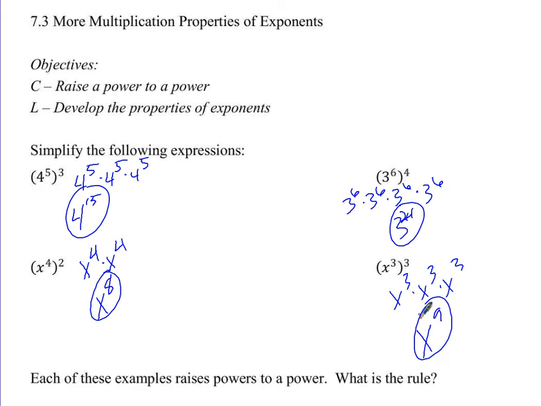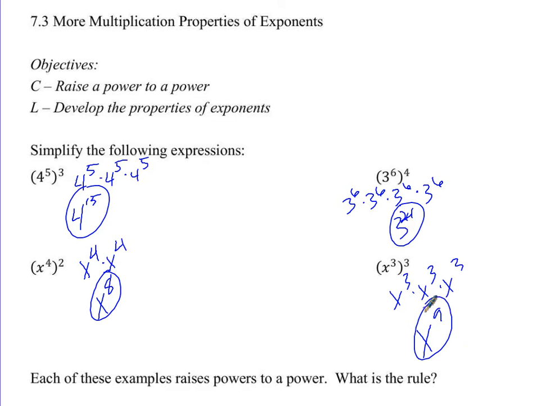All right, now at the bottom it says each of these examples raises what I call powers to a power. I raise an exponent to another exponent. What happens? We multiply the exponents. Yep. We have 4 to the 5th to the 3rd, and we wound up with 4 to the 15th. We have x to the 4th squared, and we wound up with x to the 8th. We have 3 to the 6th to the 4th, and we wound up with 3 to the 24th. We have x to the 3rd to the 3rd, and we wound up with x to the 9th. What happened each time? We multiplied the exponents. What happened to the base? It stays the same. So there's your next rule.